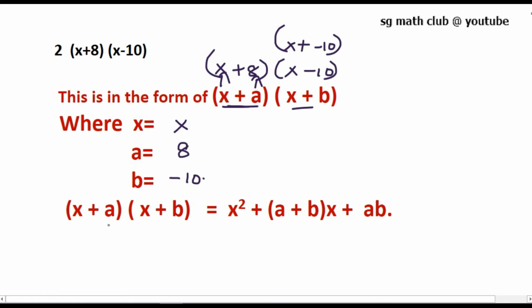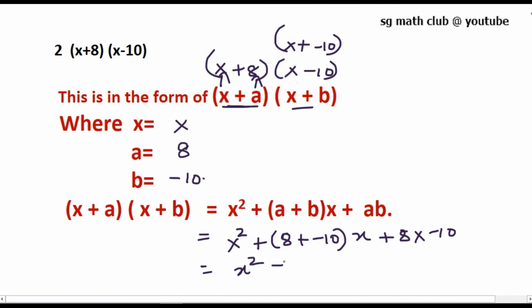Now they have given x plus A into x plus B. We know the identity x square plus A plus B into x plus AB. So we will substitute wherever A is there, you need to substitute 8. Wherever B is there, you need to substitute minus 10. Plus 8 into minus 10, which is equal to x square minus 2x minus 80. 8 into 10 is 80. So minus 80.